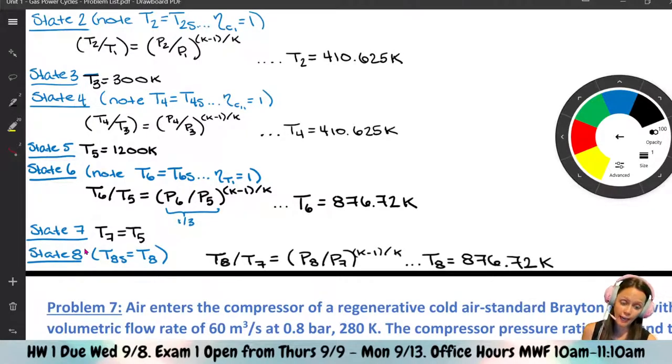Now that wouldn't be the case if the problem statement had said the first turbine stage has an isentropic efficiency of 1 or 100%, and the second turbine stage has an isentropic efficiency of 75%. Well, in that case, your T8s would be the same as T6, but then you'd have to use the isentropic efficiency of the second turbine stage to figure out what T8 was.